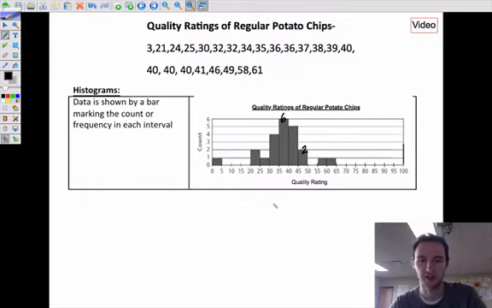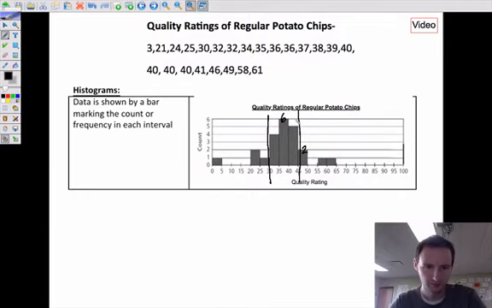Okay, and so you can see that for the most part, most of the chips that they tested had a quality rating of, I would say, this sort of 30 to 45 range. So most of the bags of chips that they tested had a quality rating from 30 to 45. And so that's what we can see from this, is we can make a generalization that most potato chips are quality rated 30 to 45.